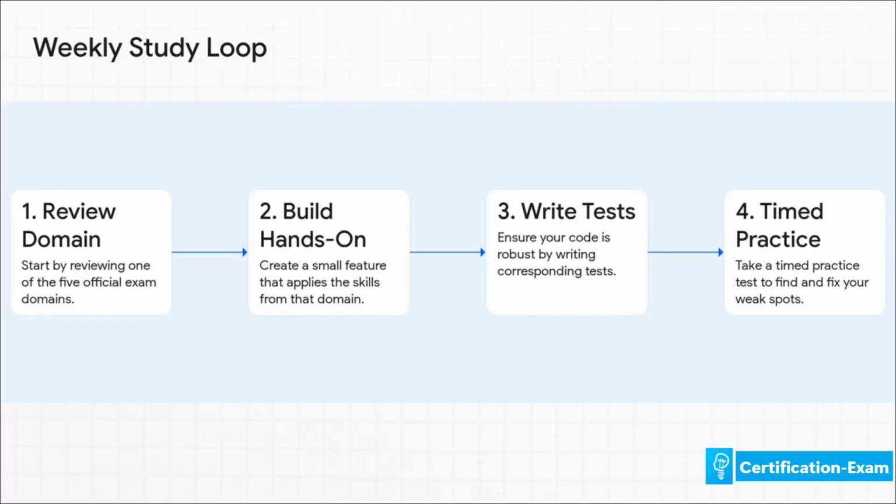You know, a really solid way to do this is with a weekly study loop. It's super effective. First, pick one of those 5 domains and really dive into it. But don't just read, go build something small that uses those concepts. Then, of course, write the test for it, and wrap up the week by taking a timed practice test. This is key because it shows you where you're still weak. Then you just run some repeat.